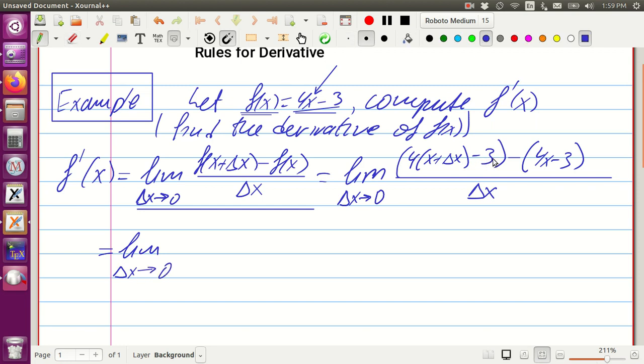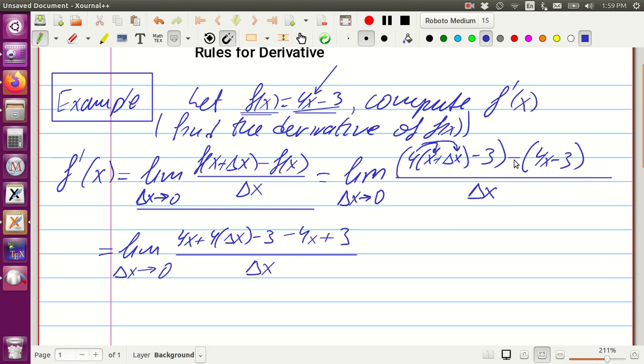We open up the parentheses for the first expression, and at the same time, we're going to multiply both expressions by 4. So it's going to be 4x plus 4 delta x minus 3. Then this minus, it's like multiplying by -1, so it's going to be negative 4x. And then this minus and this minus, if we multiply them together, we're going to get positive 3 divided by delta x.